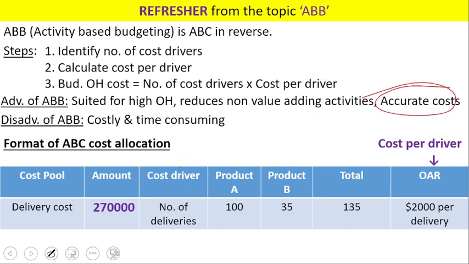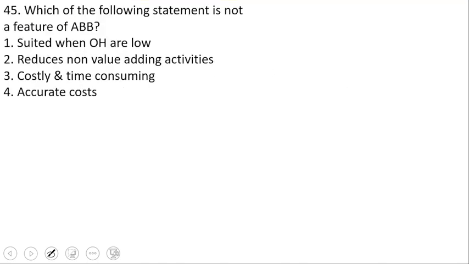And definitely the costs are more accurate under ABB because by using cost drivers, there is a more logical method of dividing the overheads between the products. And the main disadvantage of ABB is it is costly and time consuming. Now, the next question is regarding the advantages and disadvantages of ABB. Which of the following statements is not a feature of ABB?